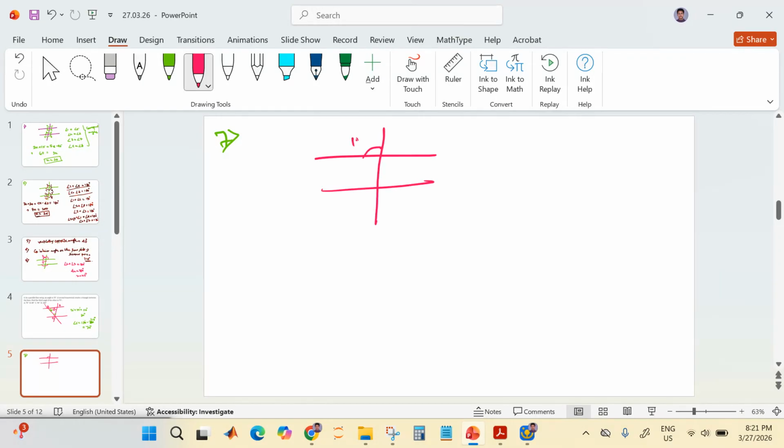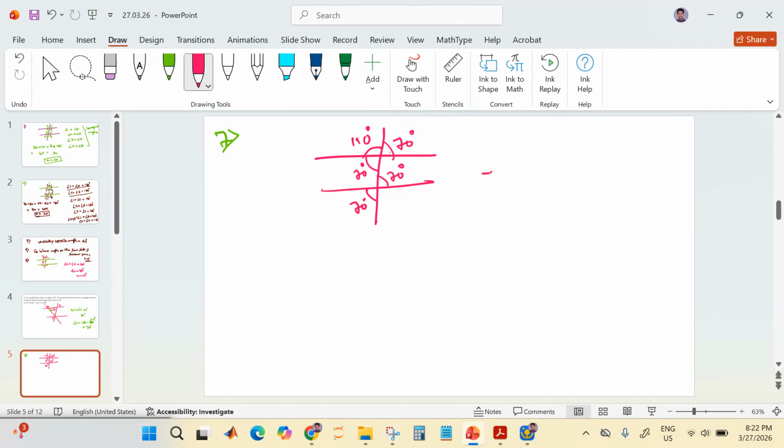One angle is 110 degrees. So all acute angles: if it is 110 degrees, the remaining angle is 70 degrees. And if it is 70 degrees, then this angle is also 70 degrees, and this angle is also 70 degrees, and this one also 70 degrees. And all the other angles are 110 degrees.